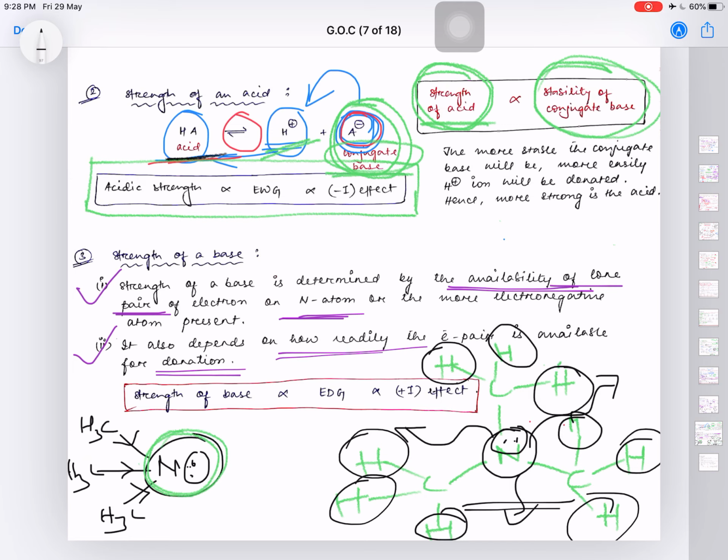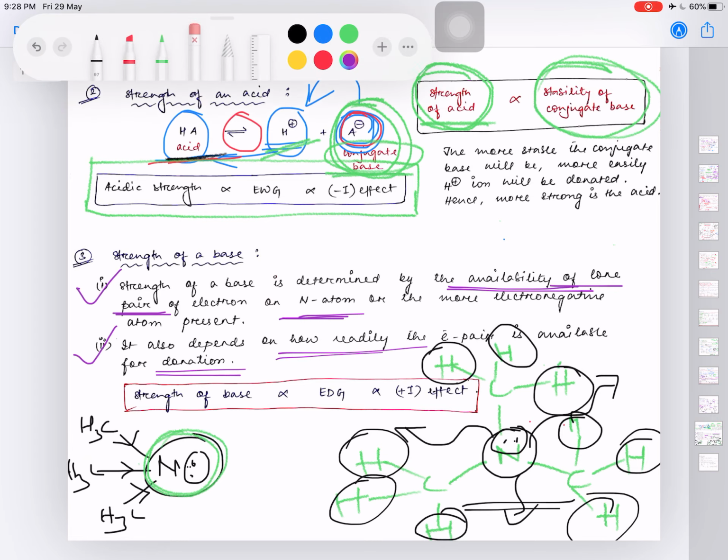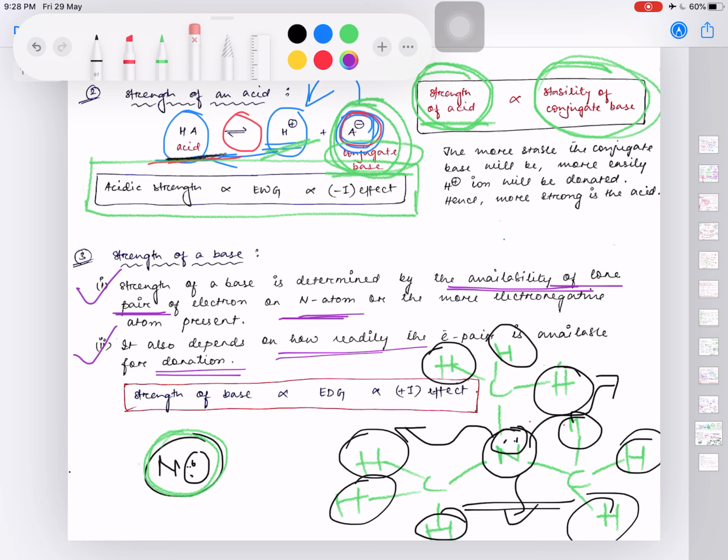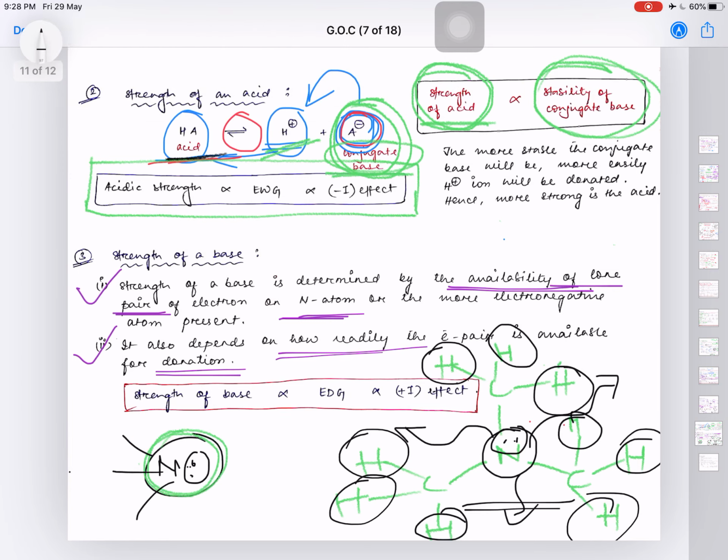Okay, but in this case, say you have ammonia and you have this structure, CH3 CH3 CH3N. In this case also, ammonia will be more basic.